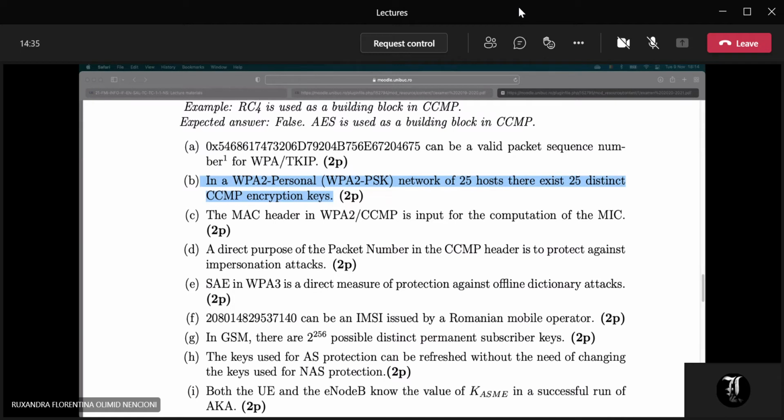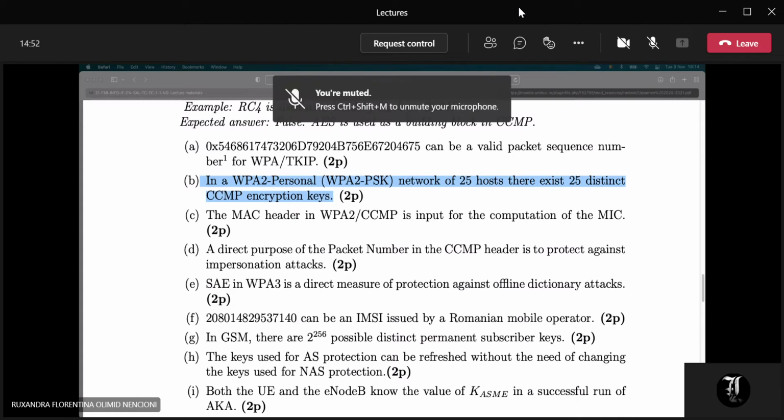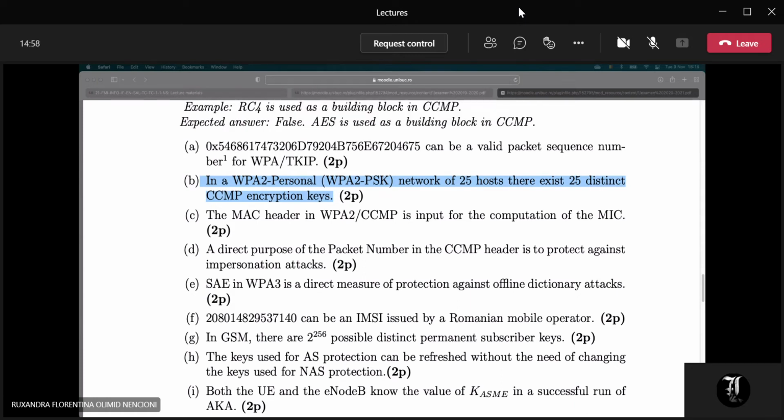I think it's false. It's only one CCMP encryption key for all 25 hosts. Okay, so there are not 25 distinct encryption keys.